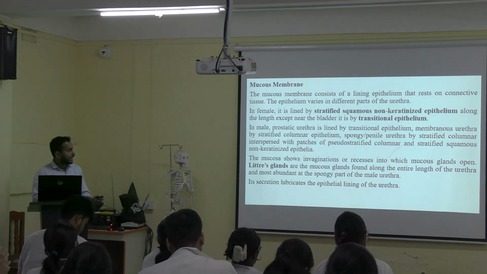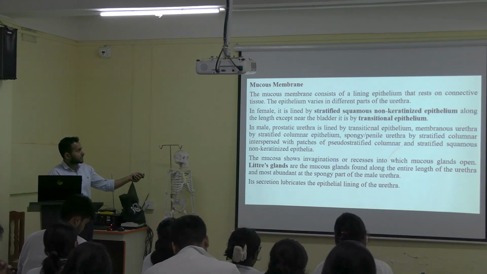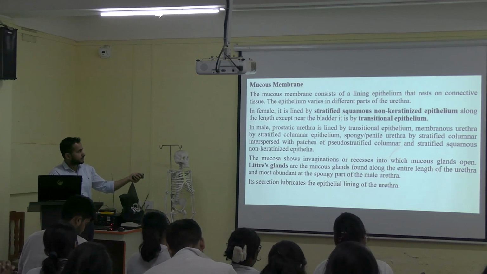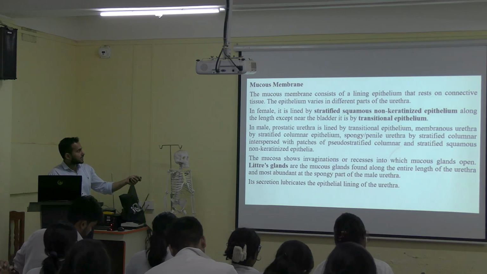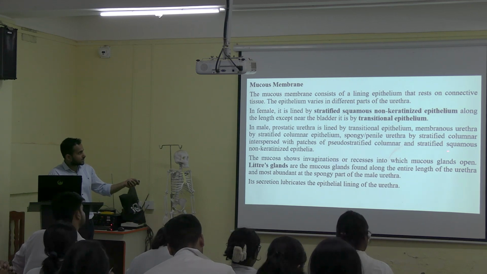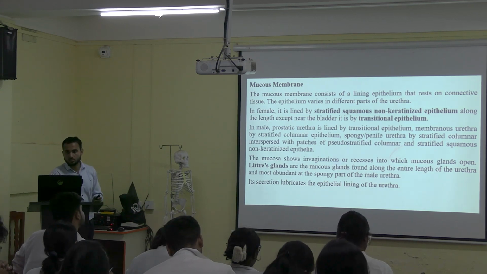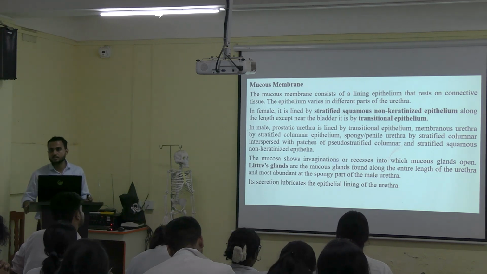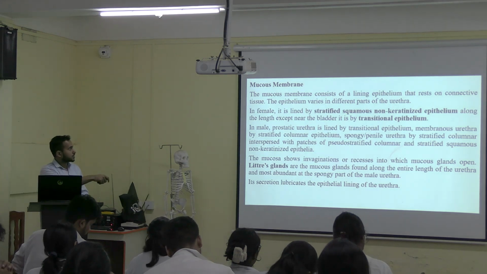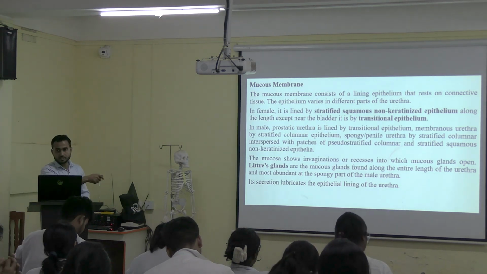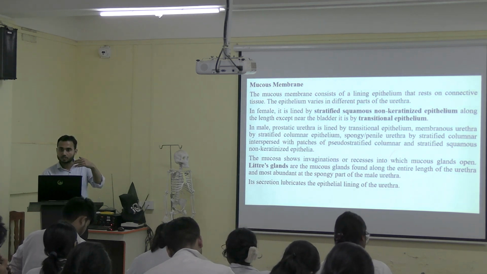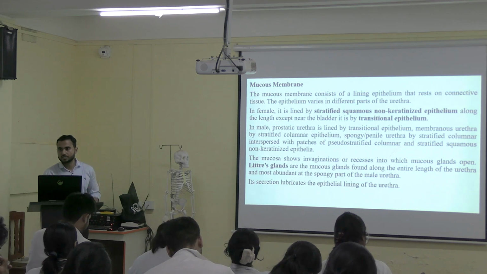In case of male, you can see prostatic urethra, it is transitional epithelium. Membranous urethra, stratified columnar epithelium. Penile or spongy urethra, stratified columnar epithelium. Along with that, we are getting pseudostratified, and next stratified squamous non-keratinized epithelium. So these are the changes taking place in case of male. Female में सिर्फ 2 रहता है. What are these? Mostly it is stratified squamous non-keratinized, and near the bladder, transitional epithelium. That's it. In case of male, so many changes are there.